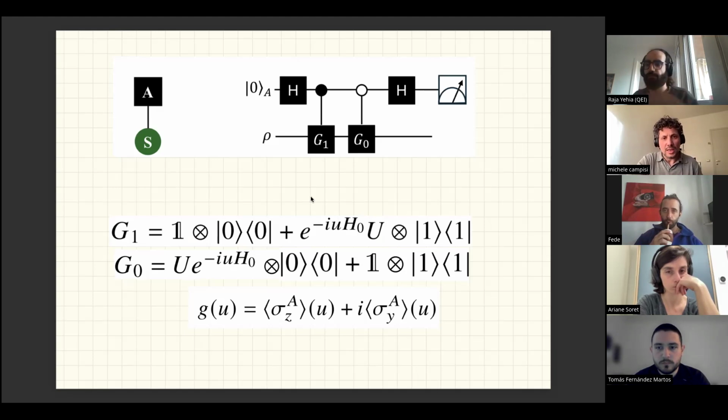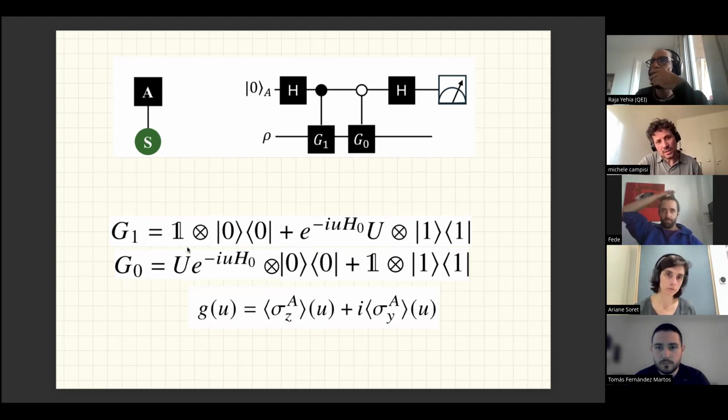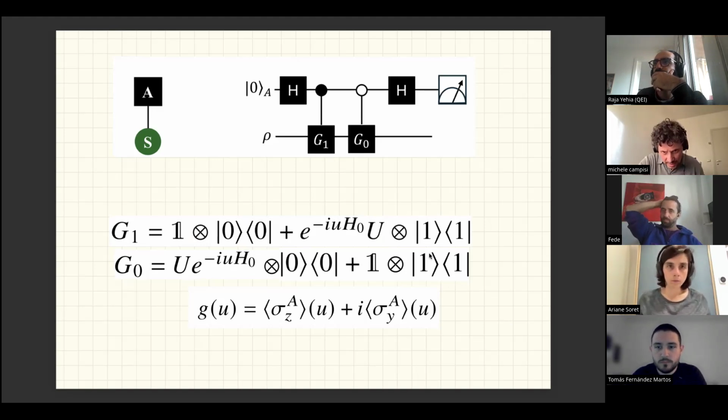Okay, the other conditional gate is the other way around. So when the ancilla is in state 1, it acts as the identity, and when the ancilla is in state 0, it acts by first letting your system evolve for a time u with fixed h0, so no perturbation in the Hamiltonian, and then you apply u.